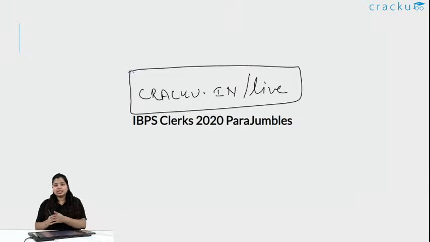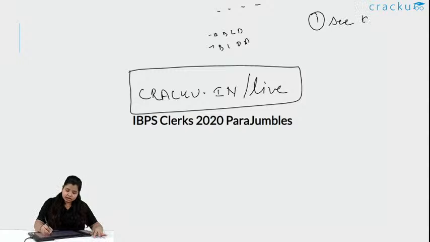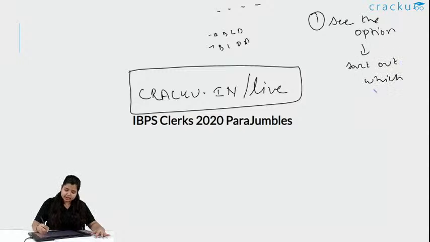After learning the basic steps, what we need to do. Number 1, if you have an individual question, where a question is given and the options are given A, B, C, D, the first thing you do is see the options. Why options? Options will help you sort out which is the first sentence.